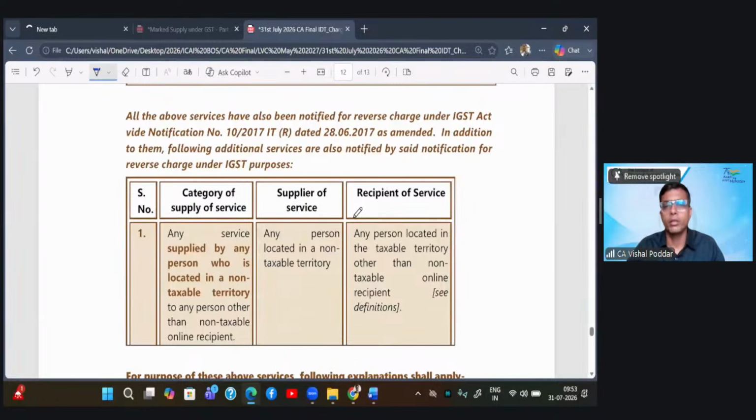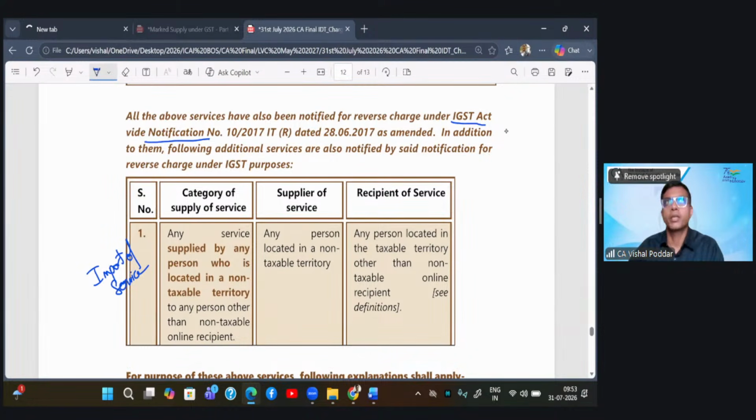Now, the above was the list which is covered under 9(3), that is under intrastate supplies. Now, all the above services are also covered in interstate supply. So when you are studying the IGST Act related notification of RCM, all the above services are covered here also. Plus, there is one additional service. Let me write the name.